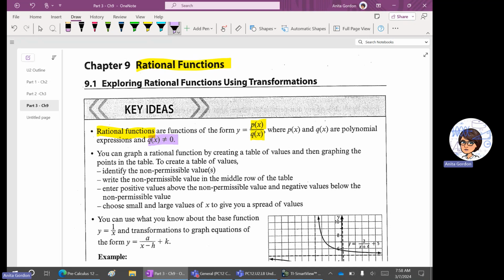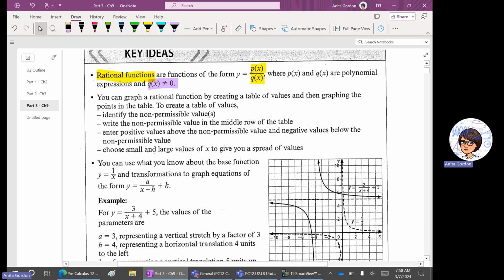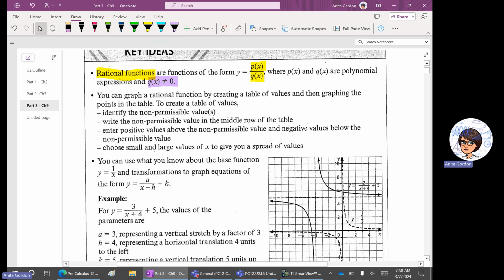You can graph a rational function by creating a table of values, and the way that we do this most effectively to get the visual of the graph that is most accurate is by identifying any non-permissible values in the denominator. So this is, what can x not be so that the function in the denominator is 0? Right? Because we don't want a denominator of 0. So we're identifying what are the x values that would make the denominator 0, and those are non-permissible values. We're going to be shortening that to NPV.